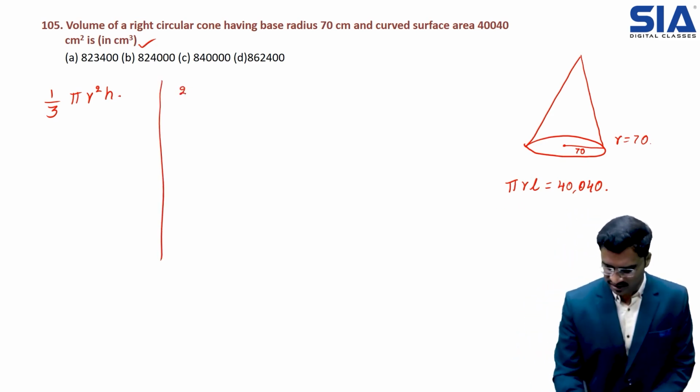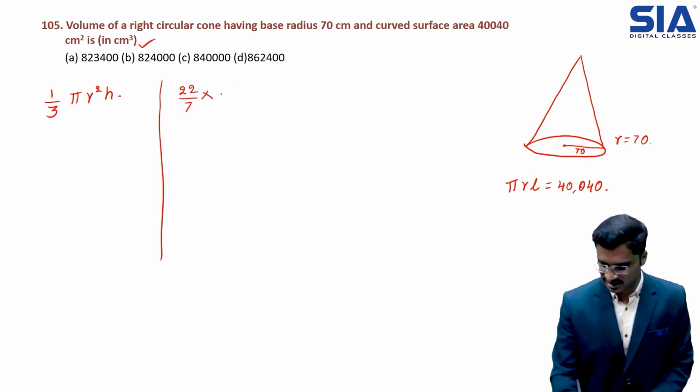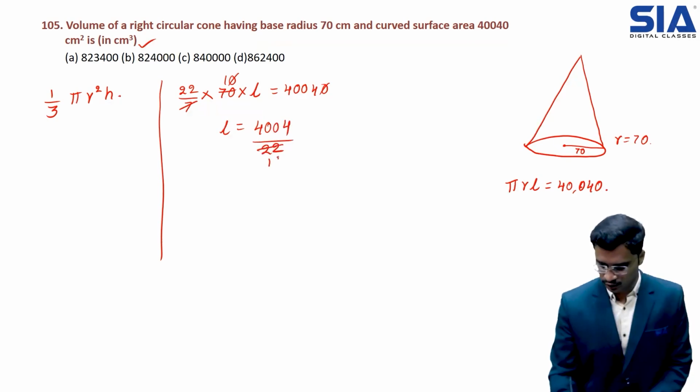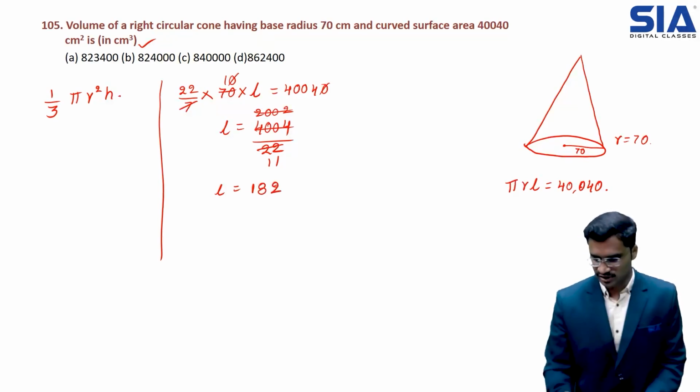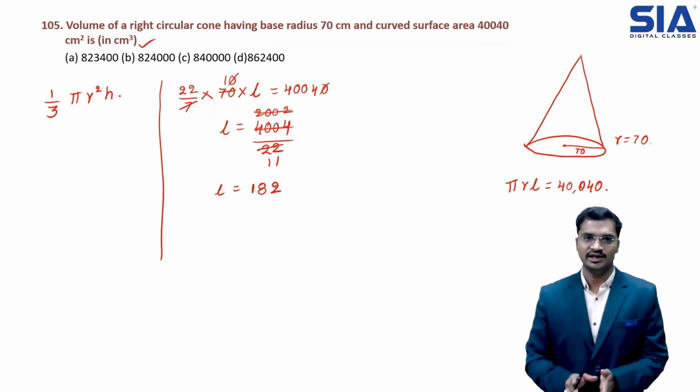So pi r l. Pi is 22 by 7. Radius is given as 70 multiplied by L. L is the slant height, that is equal to 40040. So 7 tens are 70, 0 gets cancelled. So the L value is 4004 divided by 22. Then 2 11s are 22, so 2002 divided by 11. 11 ones are 11. Then I'm left with a remainder of 9. 11 8s are 88. 11 2s are 22. So the slant height is 182.